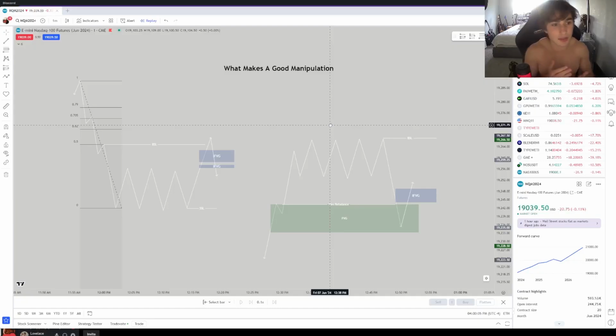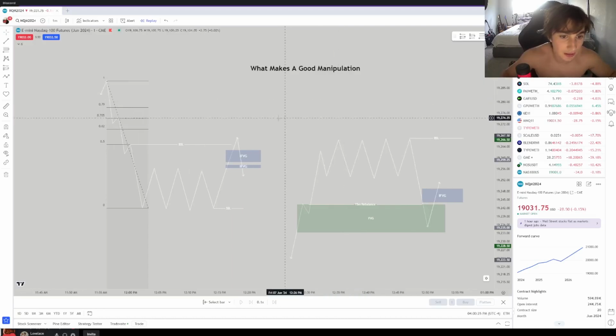And it's really, well, I don't want to say it's that simple, but you just have to look to your left. What happened before this accumulation zone? So I know where the liquidity is lying when we get some sort of manipulation, okay? And so that's that, right?